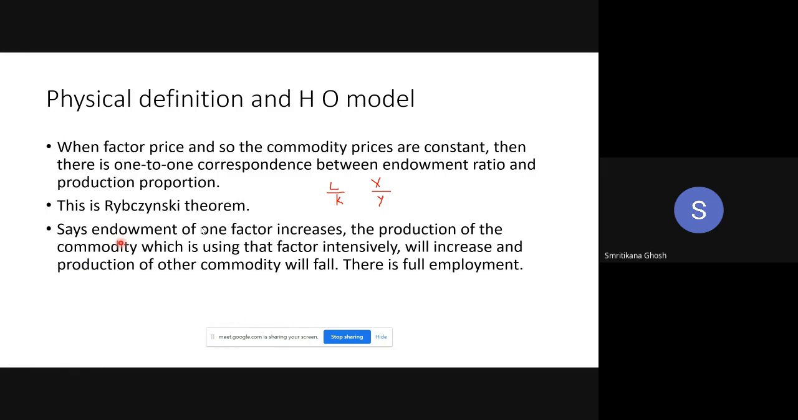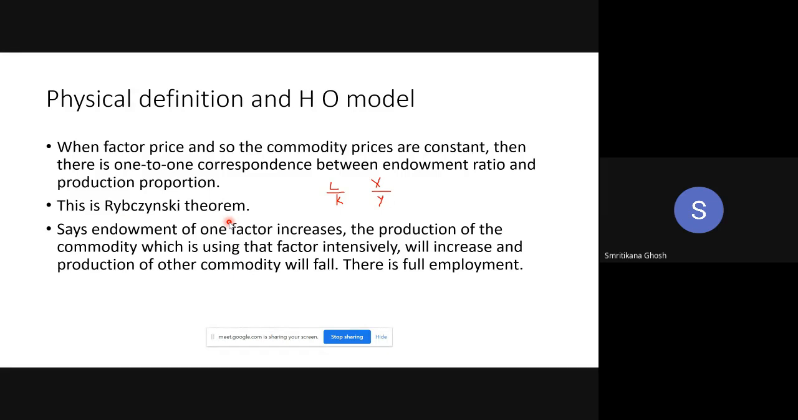So why is this so? Because X is assumed as labor intensive. So if more labor is available, the more labor intensive commodity will be produced. And if more capital is available, then more capital intensive commodities will be produced. So if L by K is increasing, then X by Y is also increasing. That is why there is a one-to-one correspondence between the endowment ratio and the production proportion. This one-to-one correspondence is called the Rybczynski theorem.